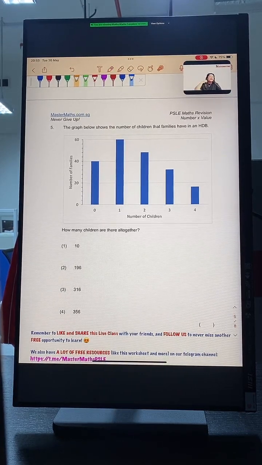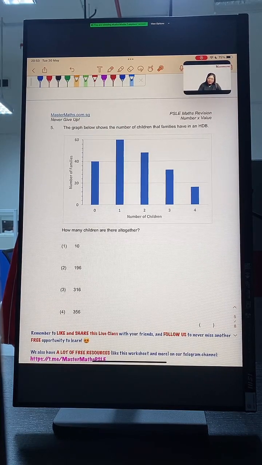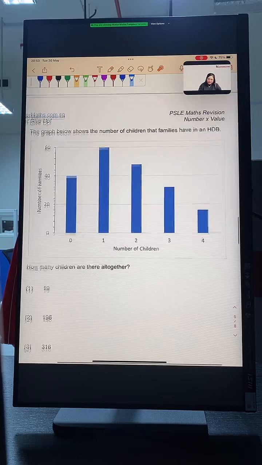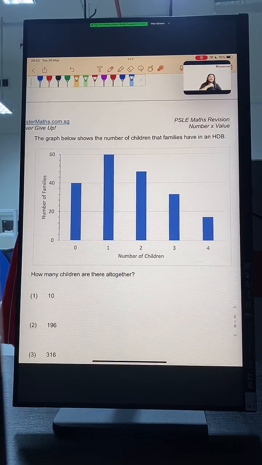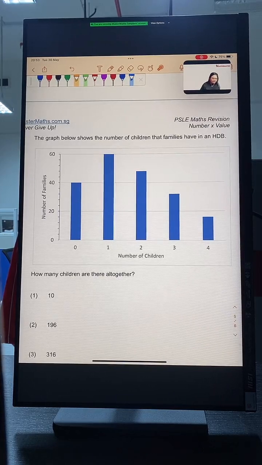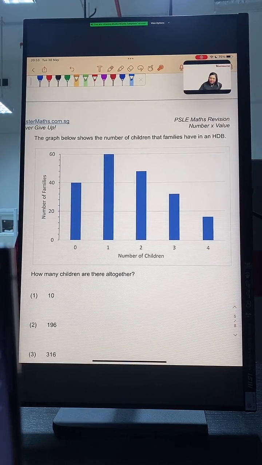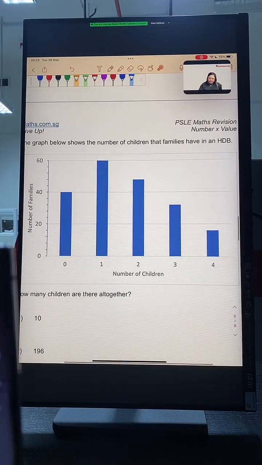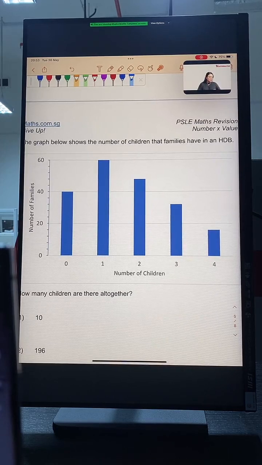Let's go. Okay, question 5. The graph below shows the number of children that families have in an HDB. Basically they are doing this survey to find out how many children there are in the HDB. Those of you who don't have the worksheet, I am zooming into the graph so that you can quickly take down the number for each of the bars. Then you can go and solve them on your own as well, okay?